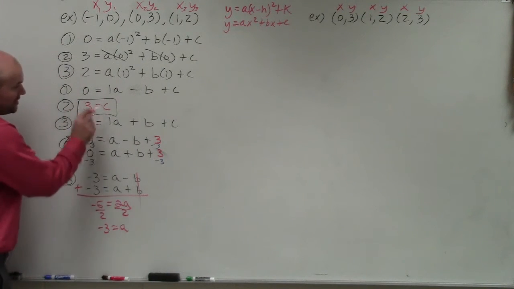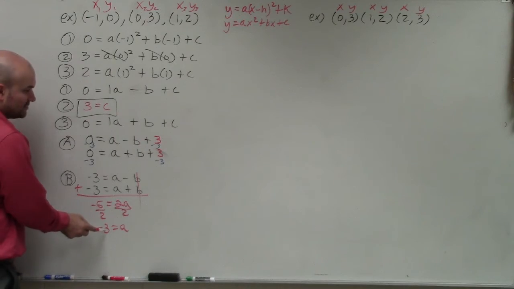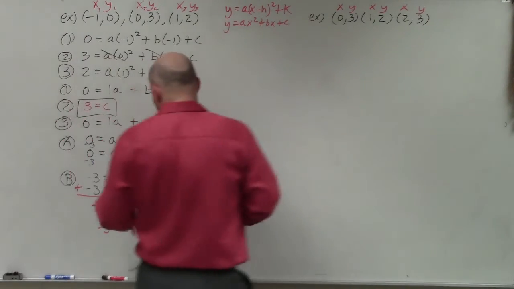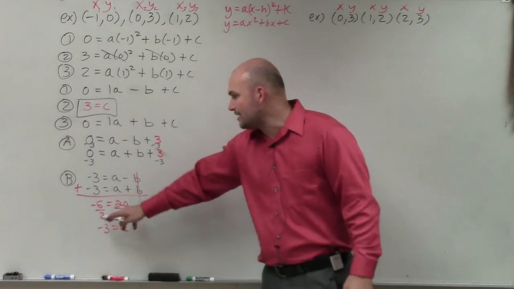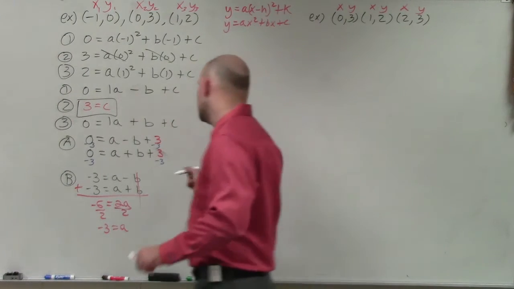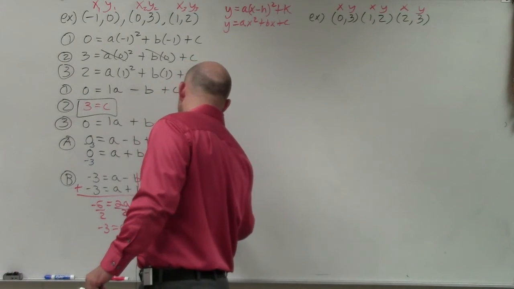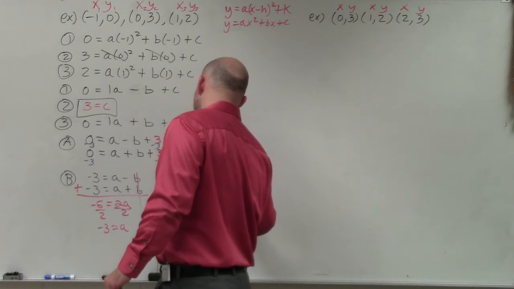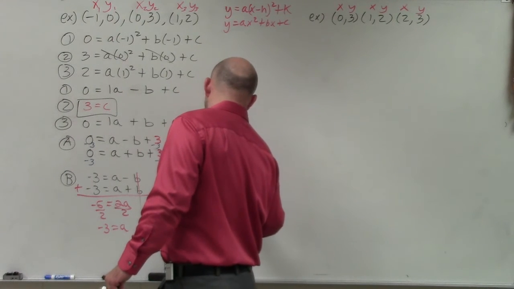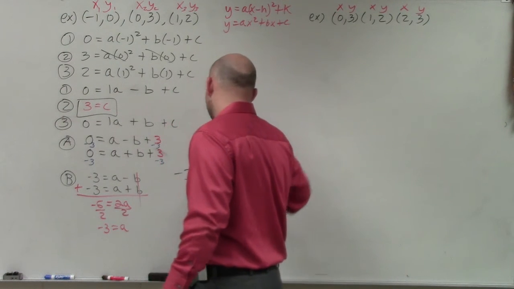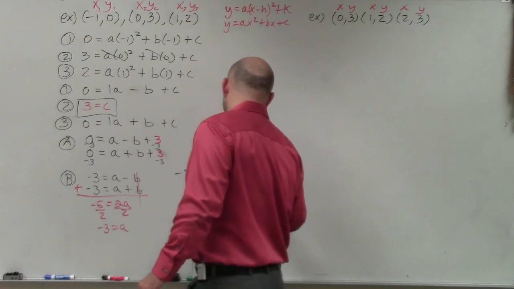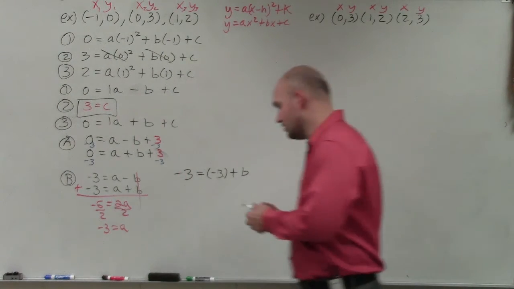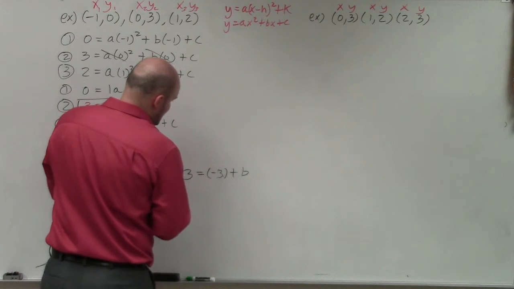So I know c is equal to 3, and a is equal to negative 3. Now, to find b, I can simply plug the value of a into one of these equations. So negative 3 equals negative 3 plus b. Now I'll go ahead and solve for b. I'll just add 3 to both sides.